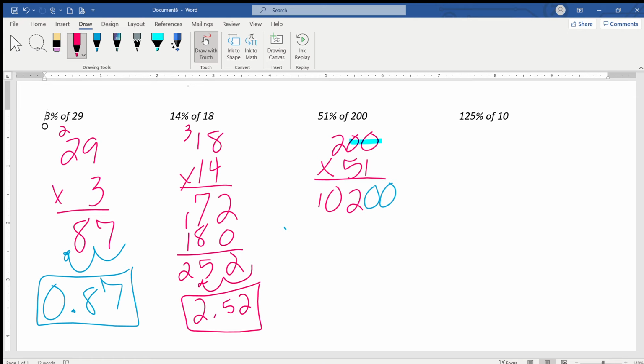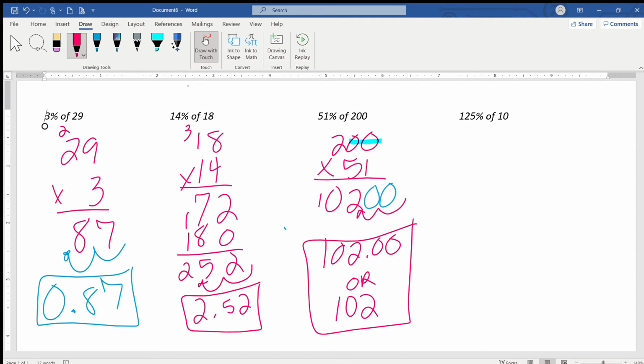This is percents. Just like before, we need to move it over 1, 2. So 1, 2, right there. So our answer is 102.00 or just 102.